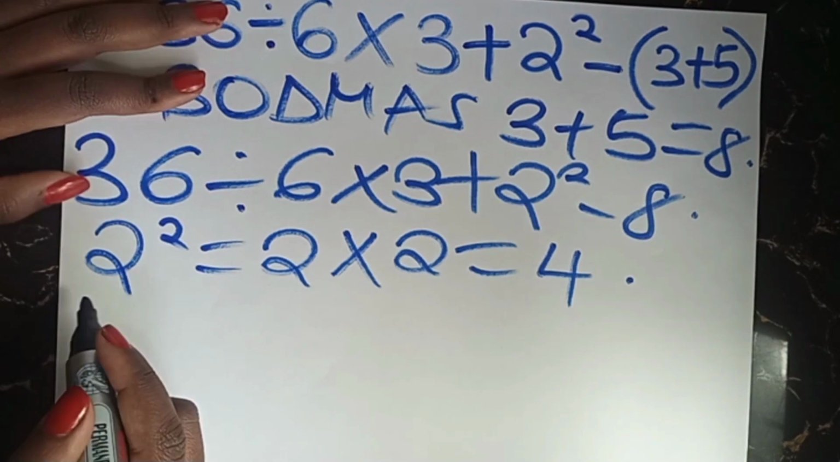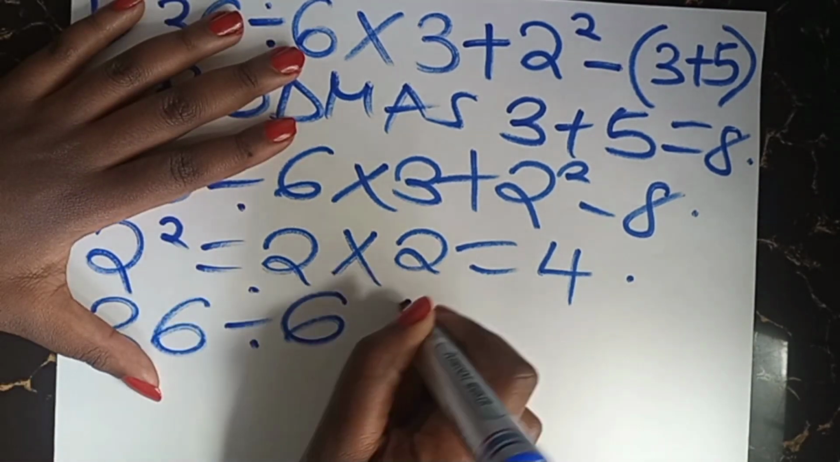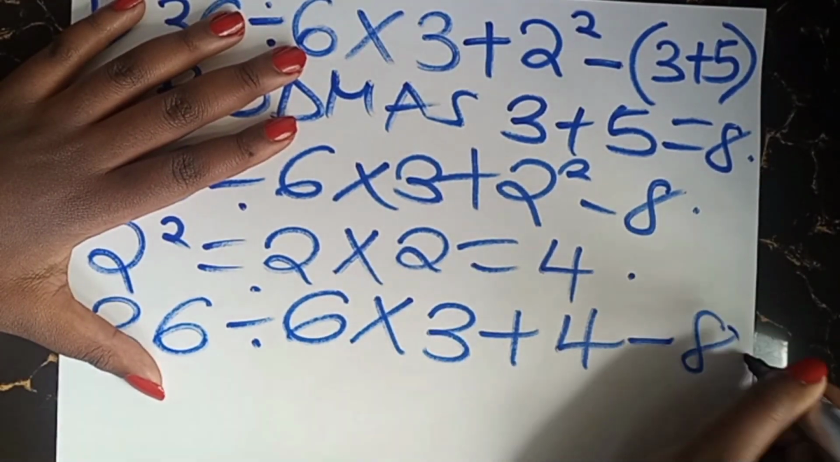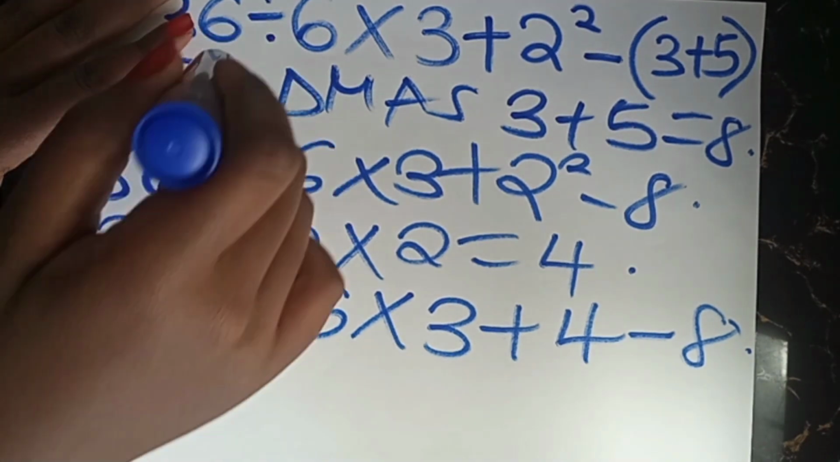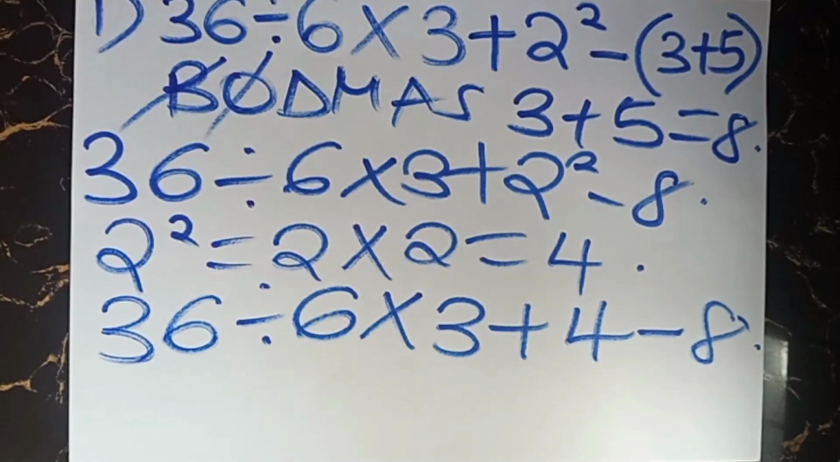Okay, and read the whole question. So 36 divided by 6 times 3 plus 4 minus 8. Okay, we are still following BODMAS. We've removed the brackets. We've done this part. So the next part is to divide. Okay, division. 36 divided by 6 is, what is 36 divided by 6?